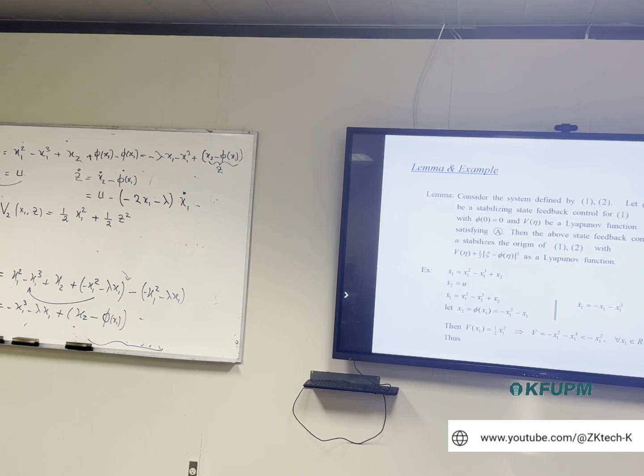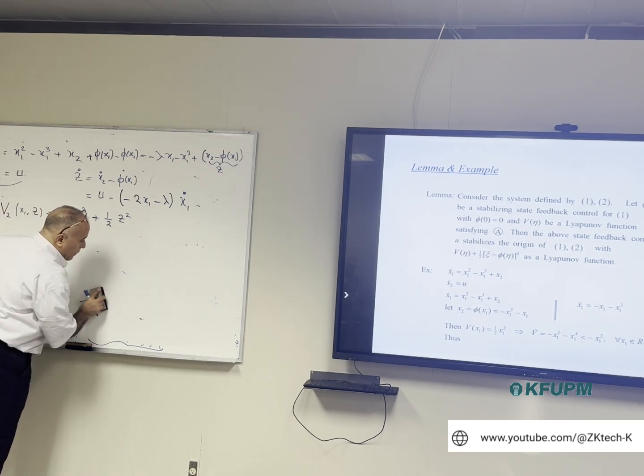We are okay with this? Alright. If I used phi of x1 equal only to minus lambda x1, and ignored the x1 cubic, it will work. But it will give you a slower system. Right? But it's the same thing.